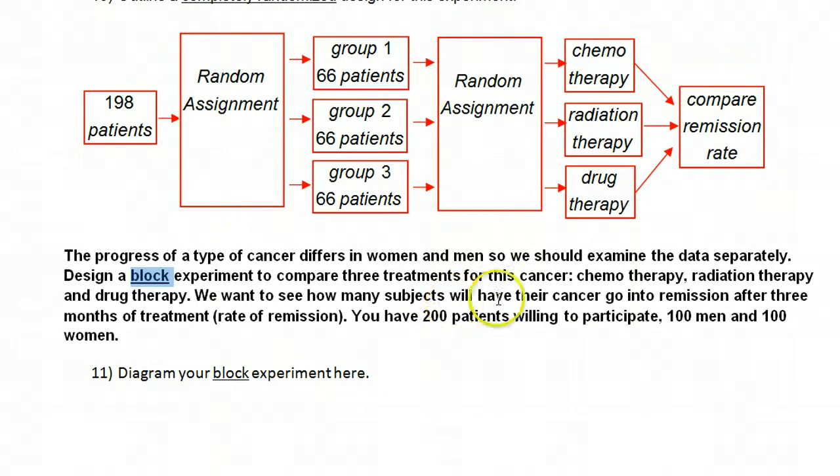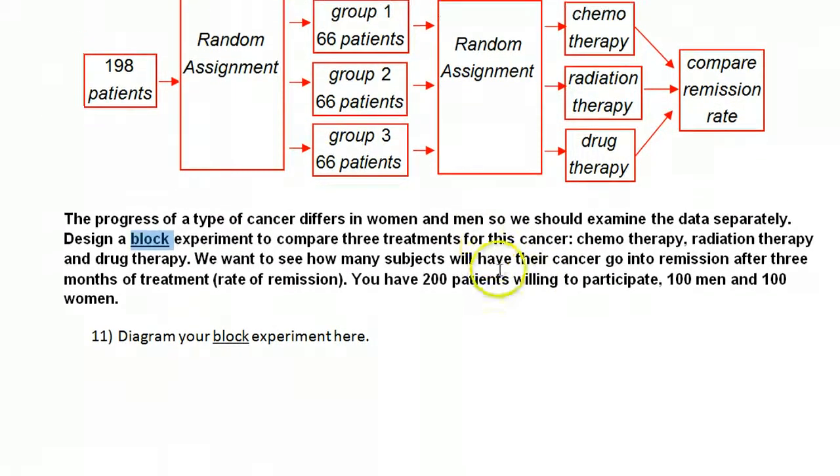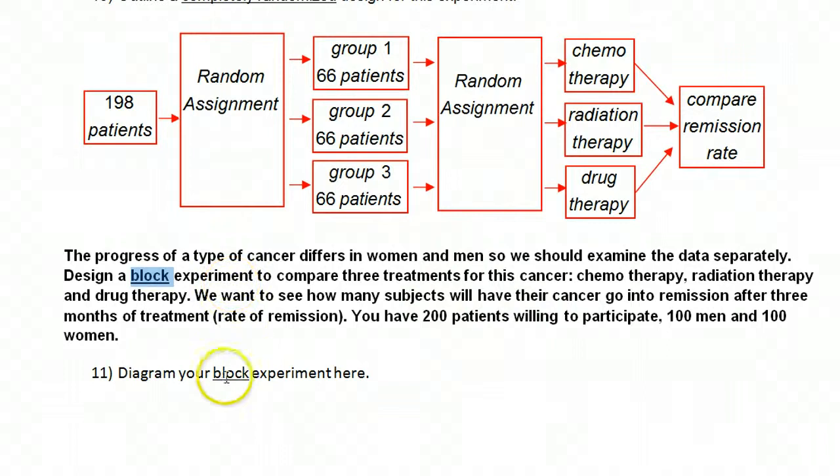I still might have to change the number of patients that I'm dealing with. Let me pause and think about that. You know what, I can see that it'll work because it'll be half of these, so 66, 66, 66 will become 33, 33, 33. So we're good. Anyway, so we're doing block.